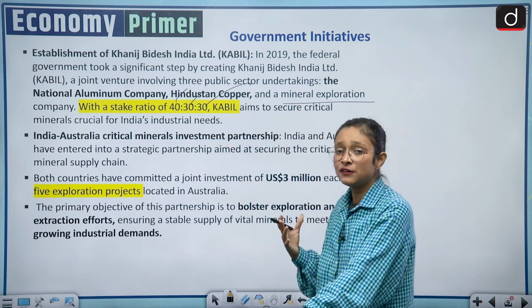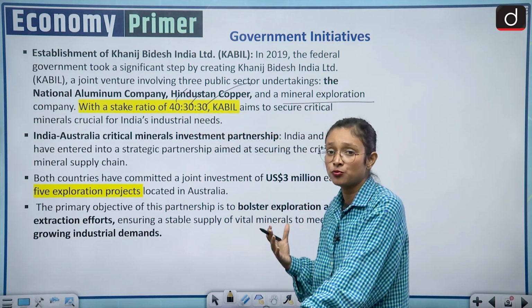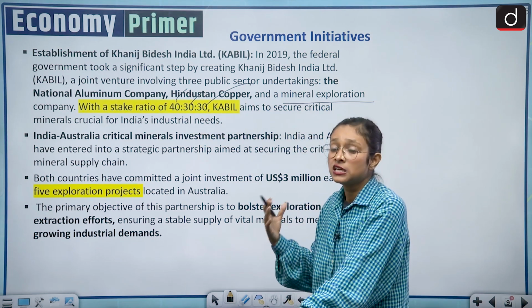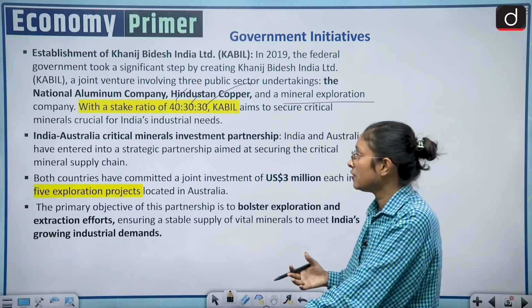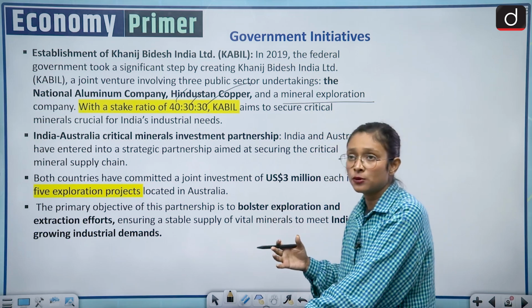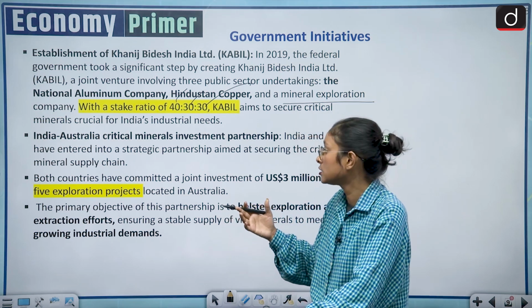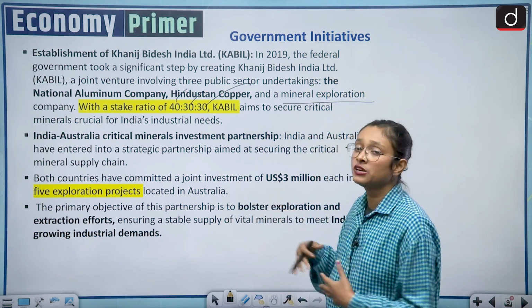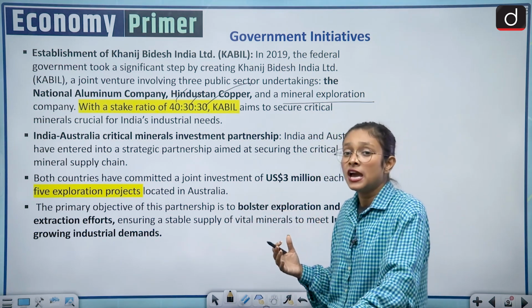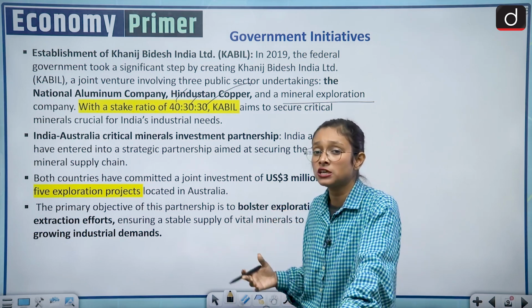So in that way they try to explore different kinds of minerals that are required for our Indian industries. And then we have an alliance with India and Australia, because Australia is also a mineral-rich country. So we made an alliance with India and Australia, and here we have become an investment partnership, in which Australia is investing a lot in Indian minerals.